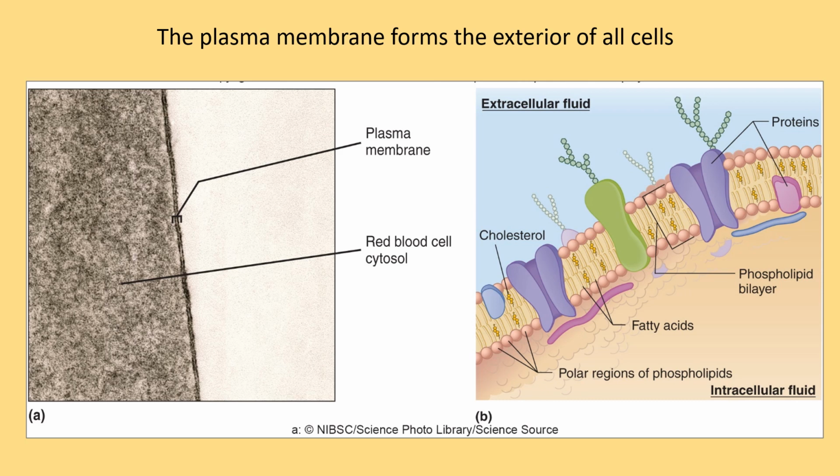Molecularly, the plasma membrane is composed of a foundation of phospholipids, a double layer of phospholipids, also known as the phospholipid bilayer. And into that phospholipid bilayer are embedded cholesterol, proteins, and a few other types of molecules that we'll talk about. But definitely the foundational materials here are phospholipids, proteins, and cholesterol.